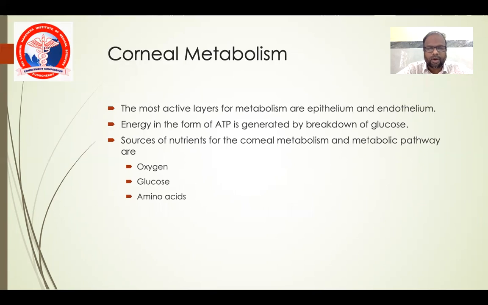Now coming to the corneal metabolism. As we already said, the most active layers of metabolism in the cornea are the epithelium and the endothelium. The energy is in the form of adenosine triphosphate, which is generated by the breakdown of glucose. The most important source of glucose is of course the aqueous humor, partly the perilimbal vessels, and a little amount from the tear film. So the sources of nutrients for corneal metabolism are oxygen, like from the air, glucose, and amino acids.